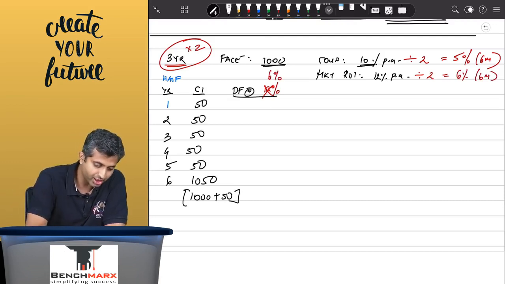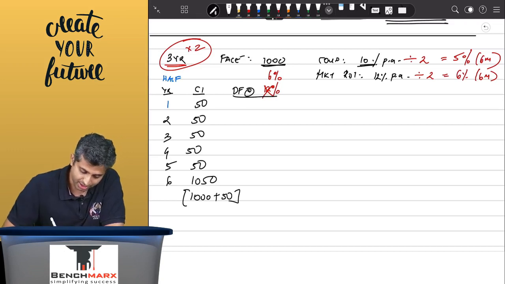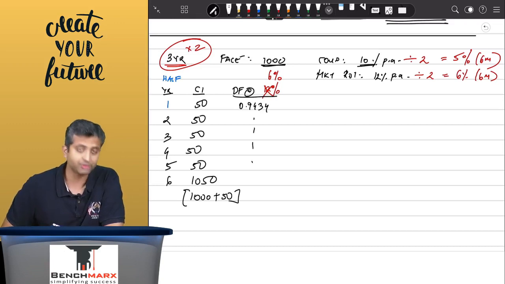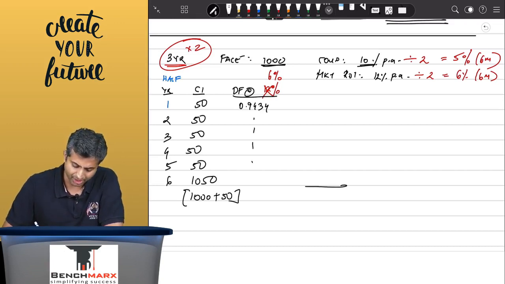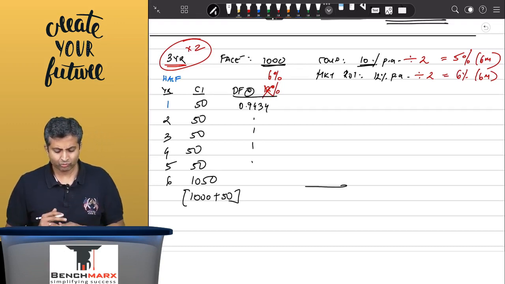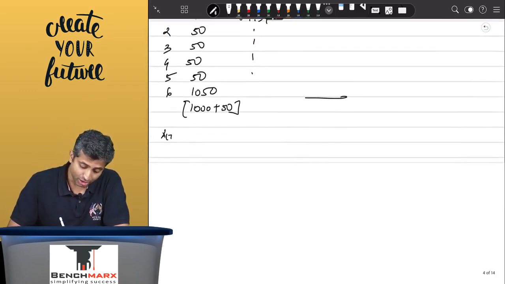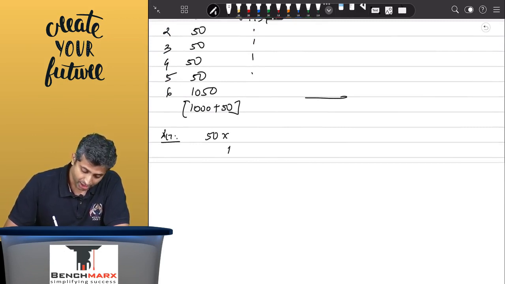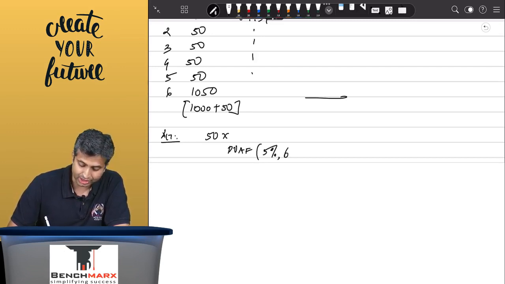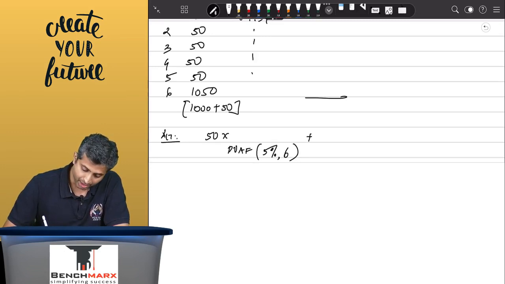So this is 1 divided by 1.06. Let's say this is 0.9434. You will find it for each of the numbers, and you will find the present value. Sir, in this case, is the interest in each of the years constant? Yes, and hence you can use the present value annuity factor, where you can say, okay, 50 into the present value annuity factor at the rate of 5% for 6 time periods plus 1000 into the present value factor.